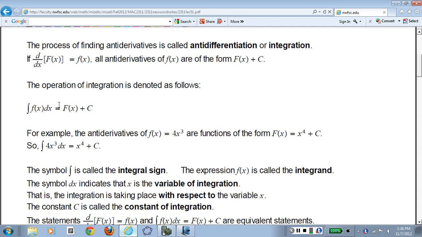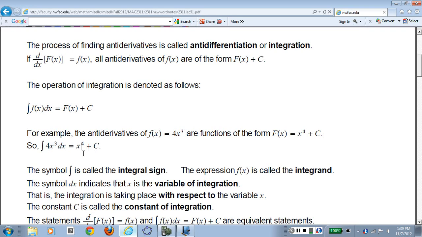We can also call this, when we use this notation with the integral sign, that expression is the integral of little f of x dx. So we've got the example here: the integral of 4x cubed dx. We know if we take the derivative of x to the fourth, we get 4x cubed. So x to the fourth is one function that would be an antiderivative of 4x cubed. So you could say the integral of 4x cubed dx equals x to the fourth plus any constant.